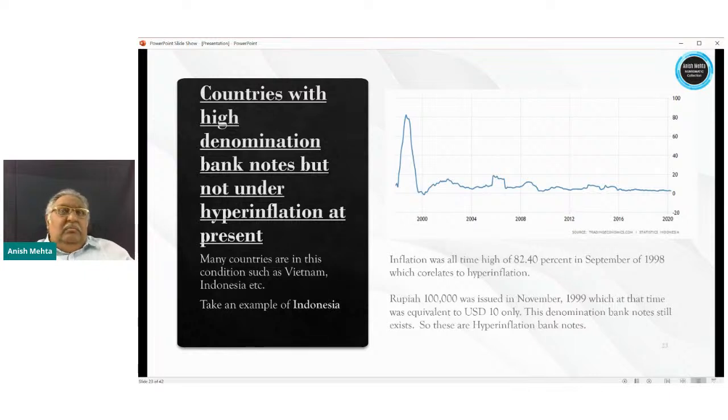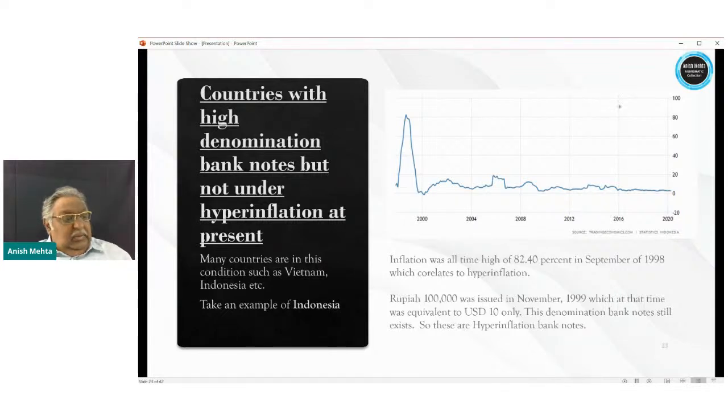Now, because it was introduced at that particular time, even today you have the 100,000 rupiah notes which have been used in Indonesia. So even these notes are now termed as the hyperinflation banknotes, even though there is no hyperinflation situation in that country at present.